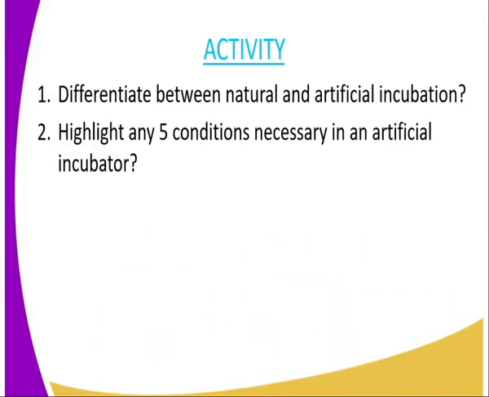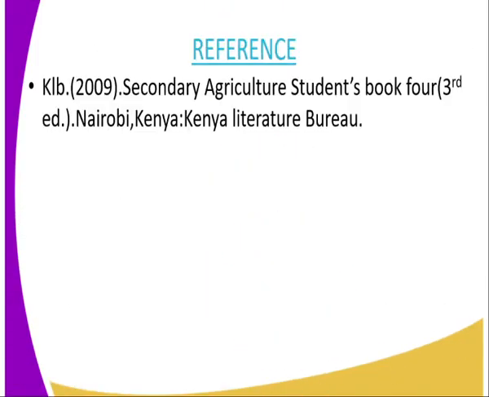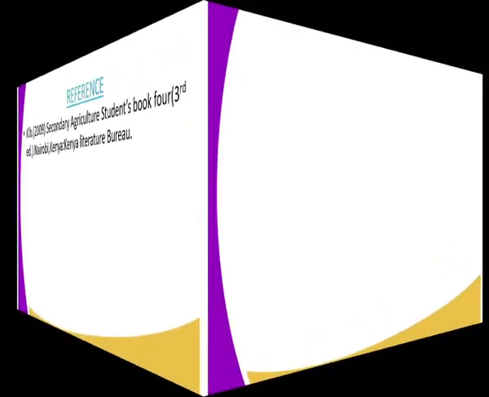Then we have come to the end of today's lesson. I will give you an assignment. The first question, you are supposed to differentiate between natural and artificial incubation. And the second question, you are supposed to highlight any 5 conditions necessary in artificial incubation. For reference, you can refer to the Secondary Agriculture Student Book 4, and the publisher is the Kenya Literature Bureau.